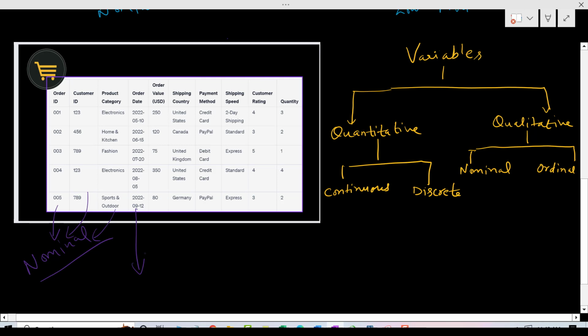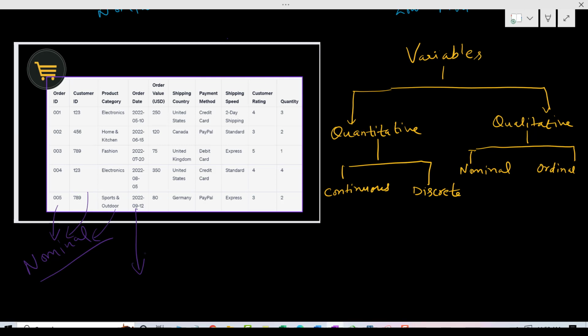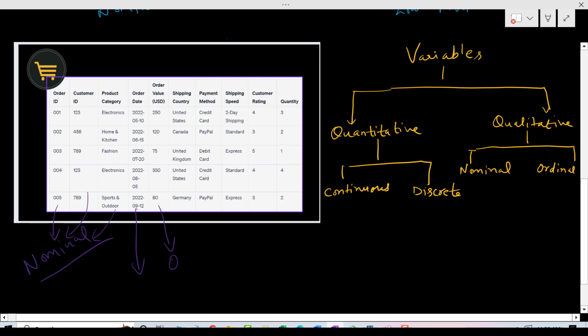Let's talk about order value. Order value is definitely a numeric value. It is quantifying the price, and price could be anything, right? It can have a decimal value also. So it is quantitative, right? And what kind of quantitative is it? Is it continuous or discrete? It's continuous, right? So we will say it is continuous. Let's talk about shipping country. Again, it is a nominal data type, and payment method, for the same reason, nominal data type.